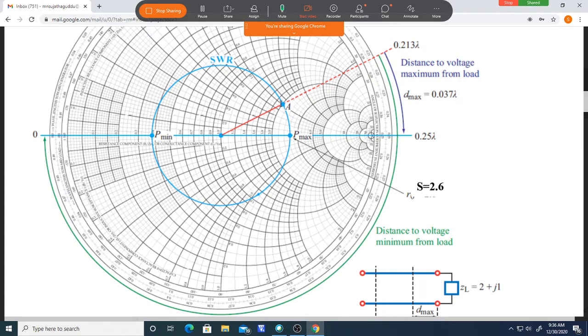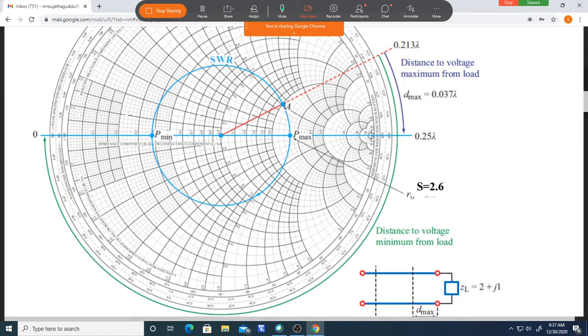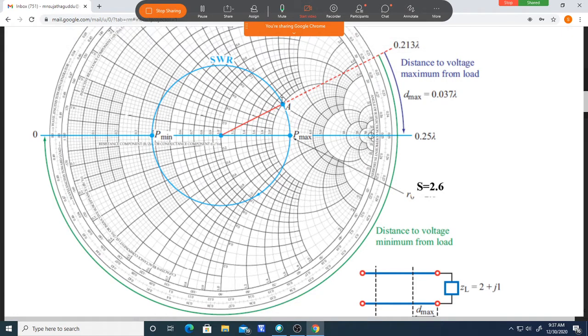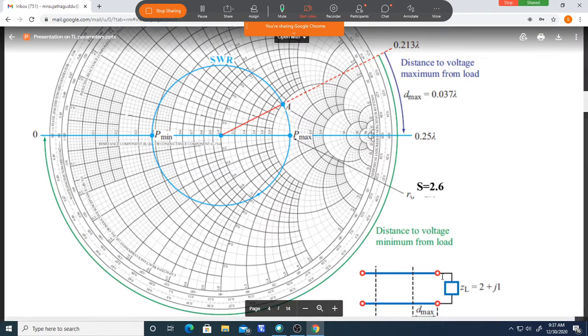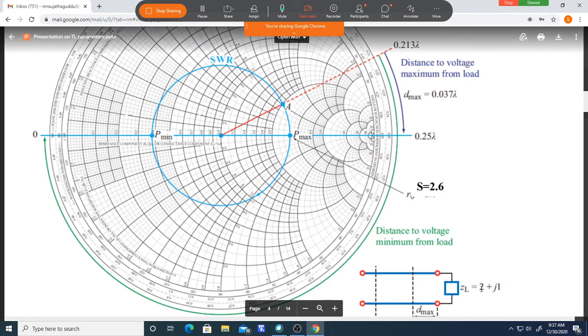Start from here and move like this. If you make one complete circle over a VSWR circle, starting from the load, which may be anywhere, and come back to the load position, we are traveling a distance of lambda by 2, that is 0.5 lambda. Starting from the load point, you travel a distance of lambda by 2, the impedance changes, and if you travel lambda by 2, this same impedance will repeat.